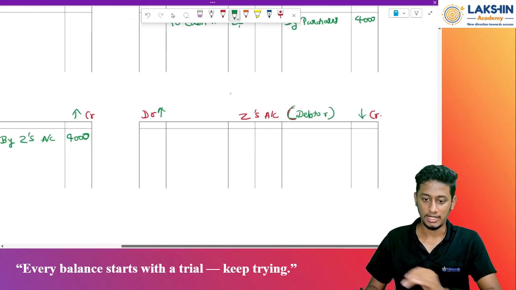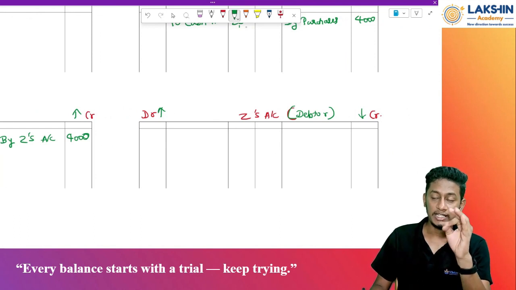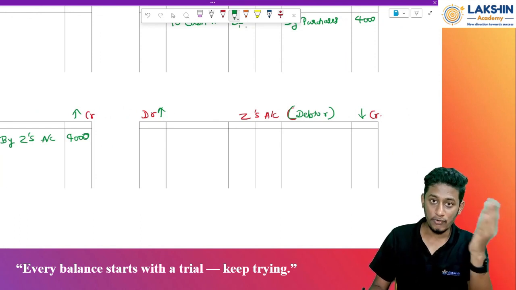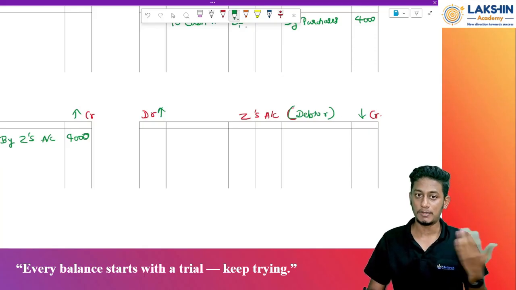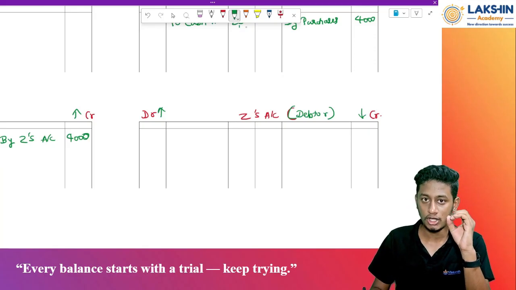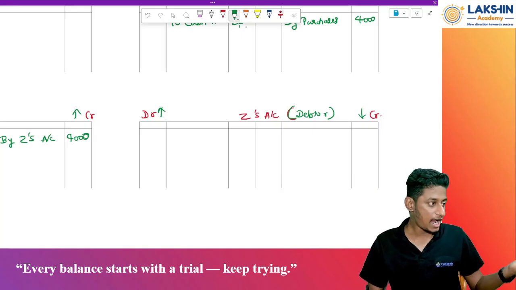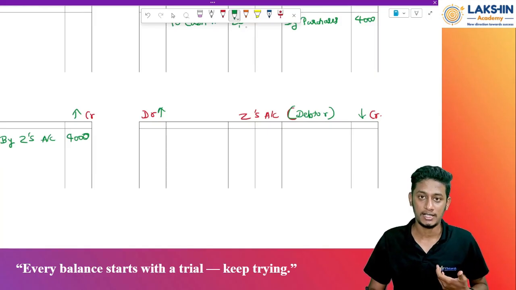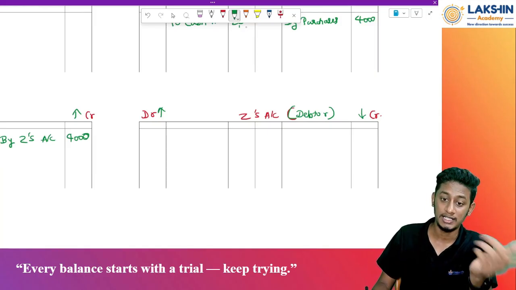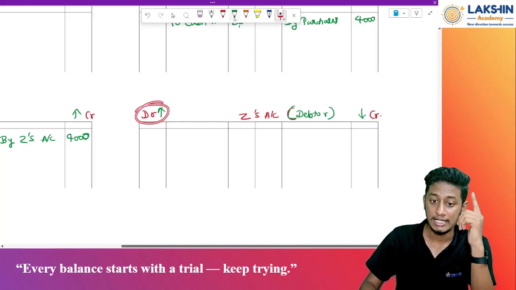Then, going ahead. Now let's open Z's account. In Z's account, he is my debtor. He is supposed to pay me on a future date. Before this particular transaction, what was the balance of Z in my books? It was zero, right? Now the balance has increased. Why? Because I am selling some goods and he has not paid me yet. So whenever the debtor's balance increases, I will debit the account.